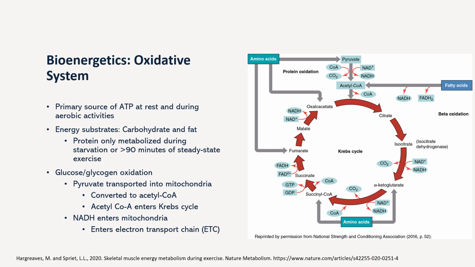Primary determinants of the relative contribution of these substrates to oxidative metabolism are exercise intensity and duration. Keep going back to that, right? So carbohydrate oxidation, particularly from muscle glycogen, dominates at higher exercise intensities, whereas fat oxidation is more important at lower intensities. Maximal rates of fat oxidation occur at 60 to 65% of VO2 max.